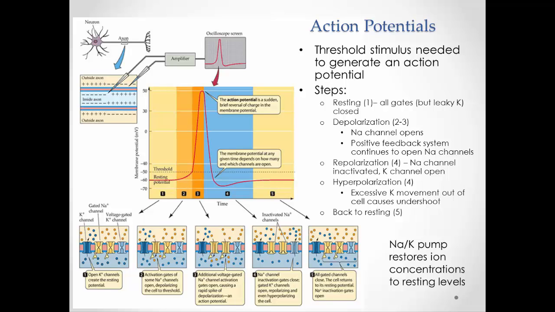Now, we're going to assume we get a threshold stimulus. We're going to deal with graded potentials versus action potentials. Let's just say we get a stimulus big enough to cause an action potential. So we want to look at the steps of what happens in an action potential. So let's first start with the resting membrane. Before we have any kind of stimulus causing an action potential, what's it look like?